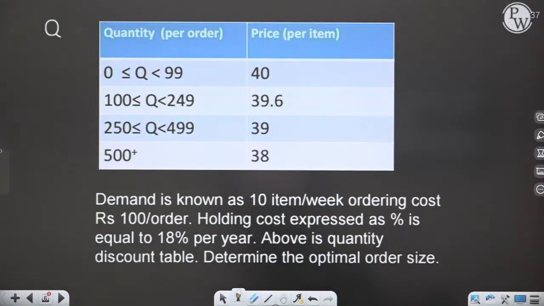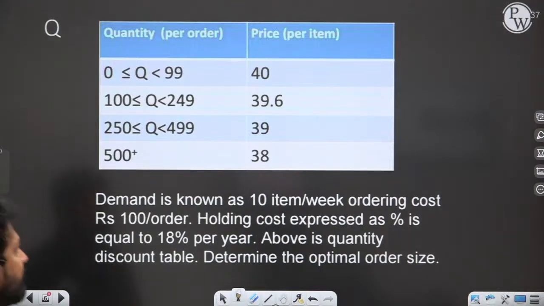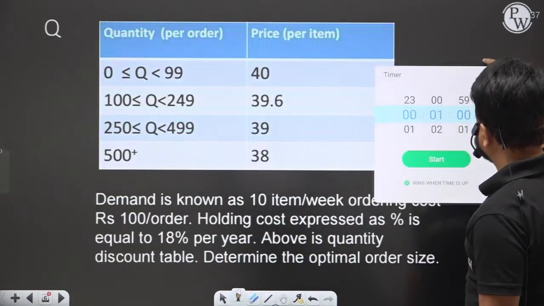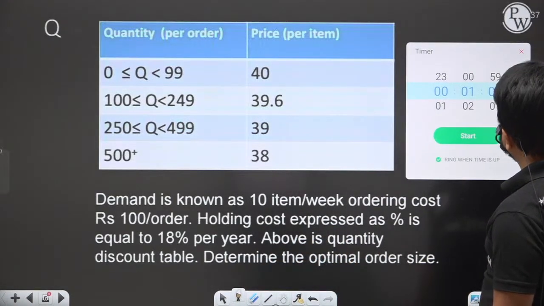Yes. Please solve. I'm going to give you 5 minutes. If there is any stopwatch, then I will start that stopwatch. Timer is not there.